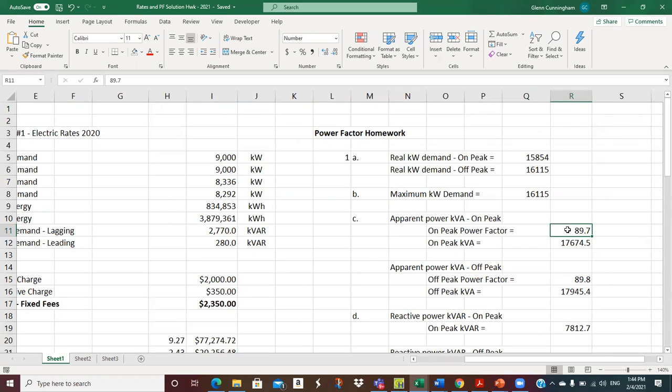I didn't say you had to calculate it. If it was there, you could just put it down, so I put it down. And then if you know the power factor, you can divide by the power factor to get apparent power. Okay, so that's okay.